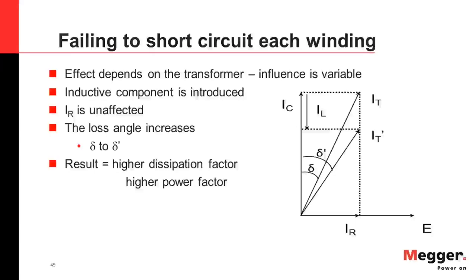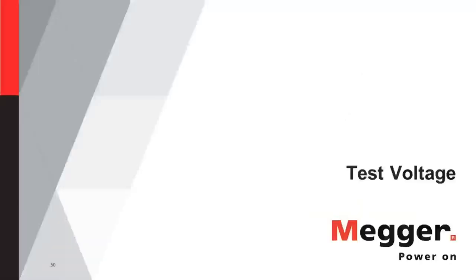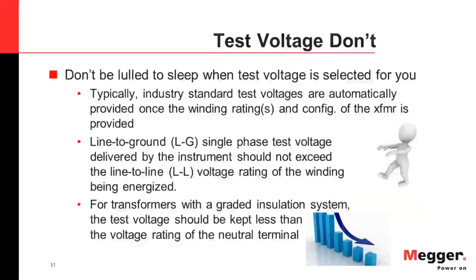Line to ground single-phase test voltage delivered by the instrument should not exceed the line-to-line voltage rating of the winding being energized. And for transformers with a graded insulation system, which means it has less insulation around the neutral end of the winding, the test voltage needs to be kept less than the voltage rating of that neutral terminal. And you'll see graded insulation systems specifically in distribution transformers that have a grounded wye winding, or a single-phase distribution transformer with a neutral.